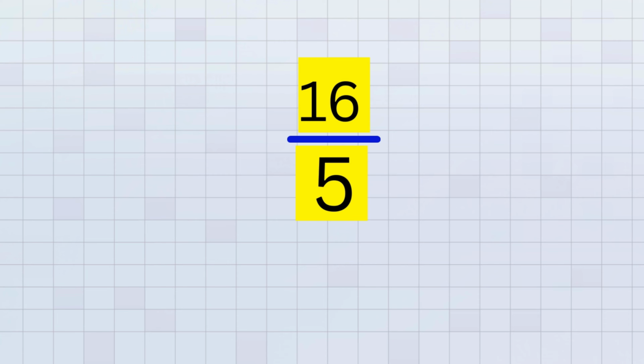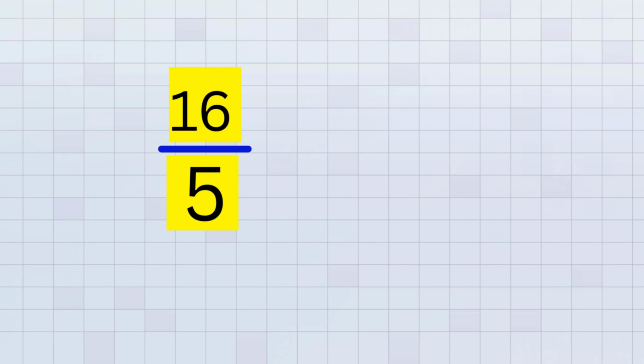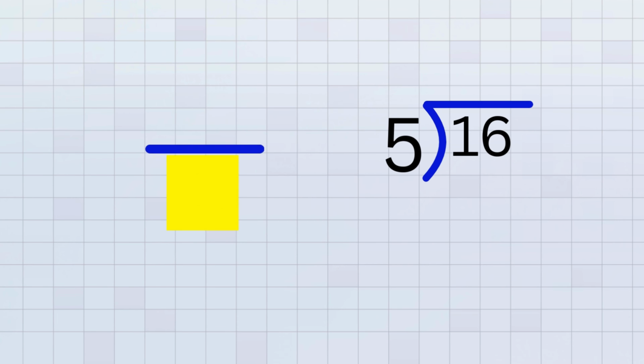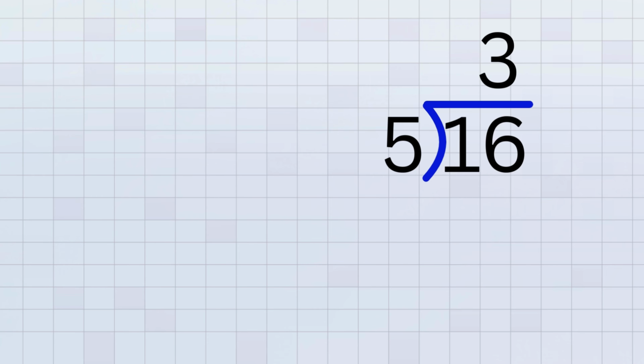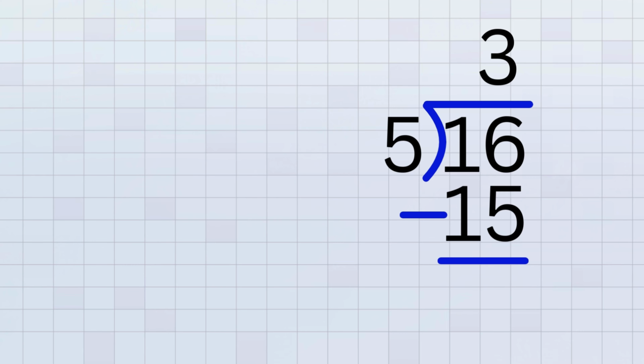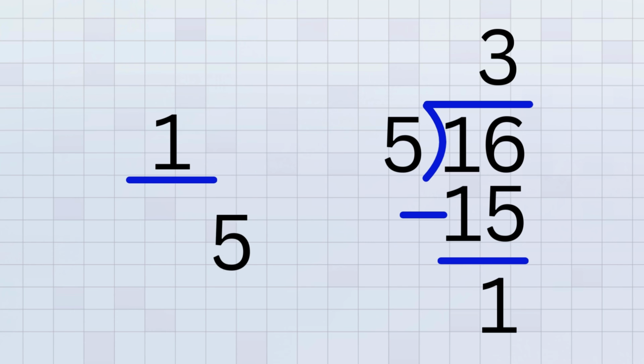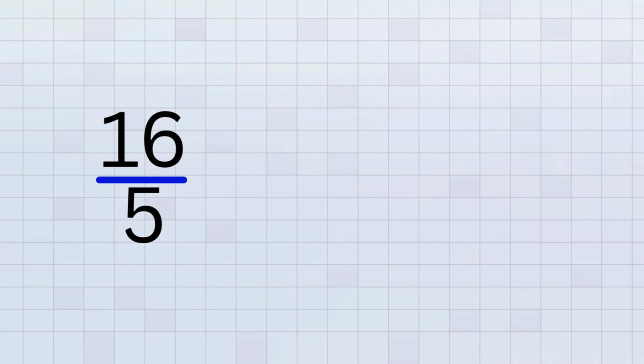Now let's go the other way. Take 16/5 and turn it back into a mixed number. Divide 16 by 5. How many 5s will fit into 16? 3 times. So the quotient is 3, and that's the whole number. Multiply. 3 times 5 equals 15. Subtract. 16 minus 15 equals 1. That 1 is the remainder, which becomes the numerator. The denominator stays 5. So 16/5 is the same as 3 1/5.